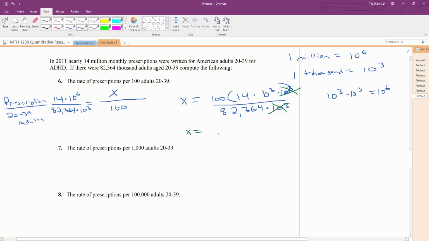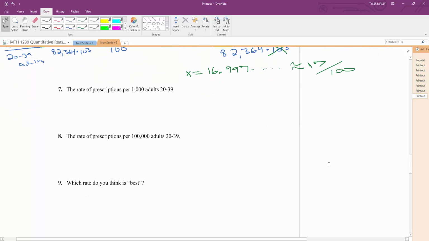This gives me 16.997, and so forth. So if we want to round this to the nearest tenth or hundredth, this would end up giving us about 17. So in other words, out of every 100 adults, 17 of them are having some prescription written for ADHD. So 17 out of 100 adults are getting a prescription for ADHD.